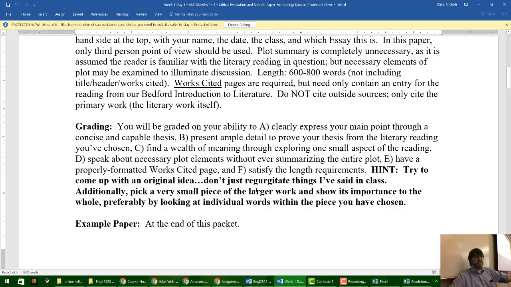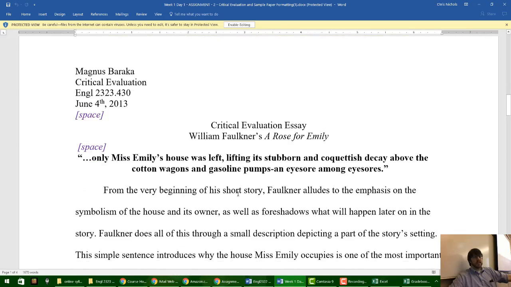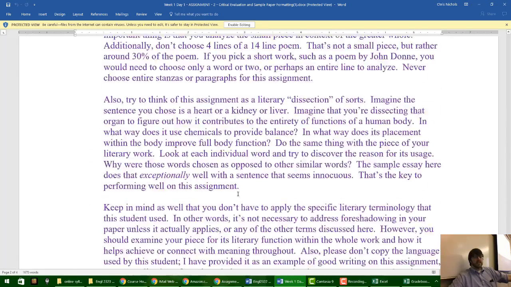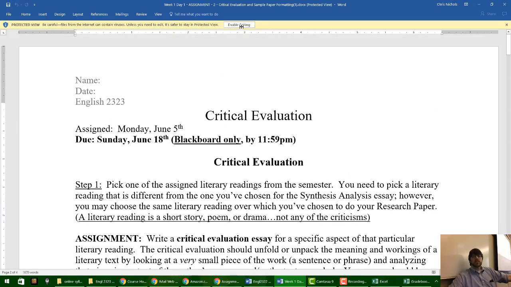My hint, where I have a hint and it's in bold, that's always more than a hint. It's usually the thing that people don't do. This essay is great. Read it.